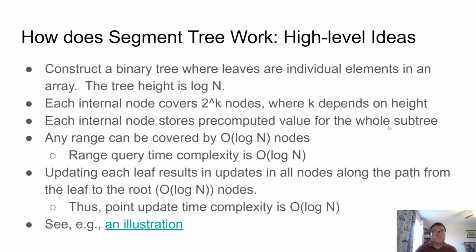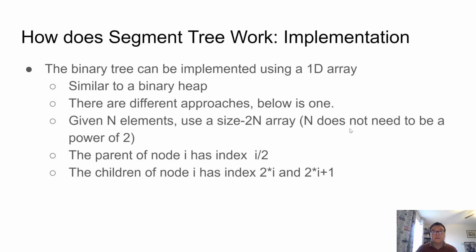Now, the first clever idea is to use this binary tree to reduce the number of things you need to cover any query, while also maintaining efficient update. The other implementation level clever idea is that we actually don't need to construct a tree. We just need an array. A binary tree can be implemented using a 1D array. This is similar to the idea of a binary heap, if you are familiar with that. There are slightly different variations, and the code we're going to show uses this idea.